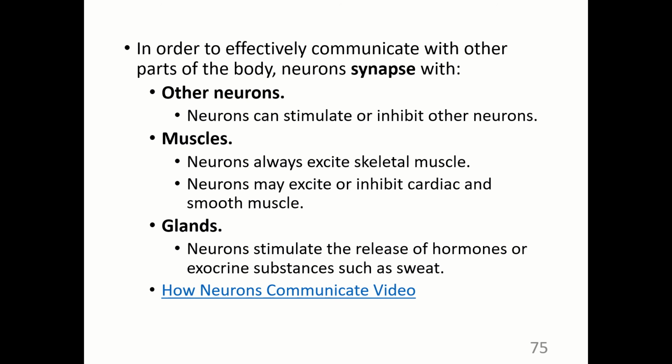Neurons can stimulate or inhibit other neurons. As far as muscles go, neurons always excite skeletal muscles. Neurons may excite or inhibit cardiac and smooth muscle. For glands, neurons will stimulate the release of hormones or exocrine substances such as sweat.